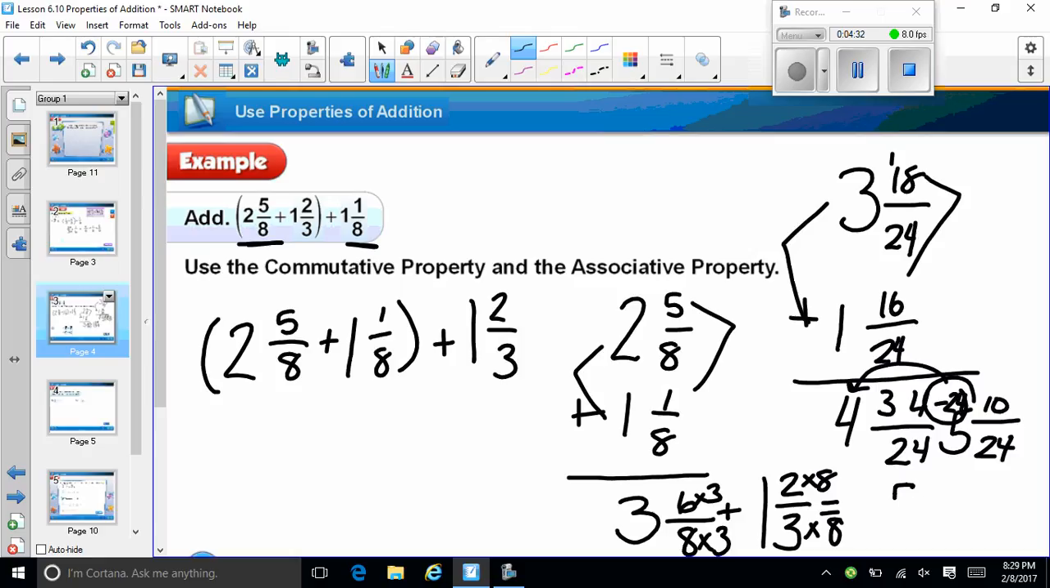Let's rewrite this down here. I'm going to check to see if I can simplify even more. In this case, I can because both of these numbers are even, and so I'm going to divide them by 2. And so my final answer is 5 5/12.